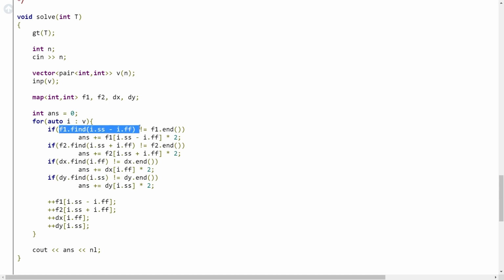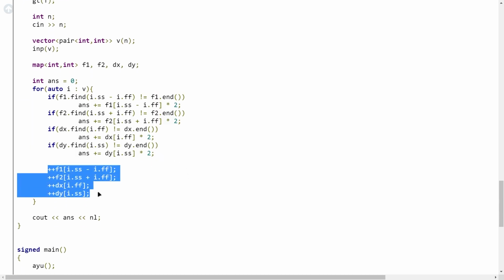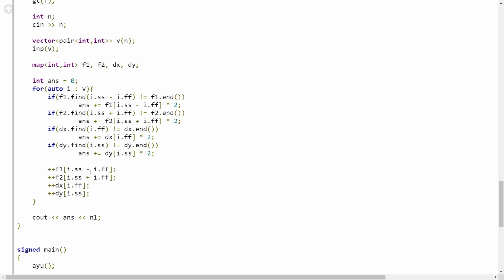So if this value is present in my f1 map, what I will do is add this value multiplied by 2. Similarly, if the sum of the values is present in the f2 map, I am going to add that particular value multiplied by 2 into my answer. If this x coordinate is present in my dx map, then I am going to add this particular value multiplied by 2, similarly for dy as well. And after all the coordinates have been checked, I will update their frequency in the map as well. I am going to update the contribution made by the current point so that it can help the next points. Now at the end I can just print my answer value. So this was all about this particular problem.